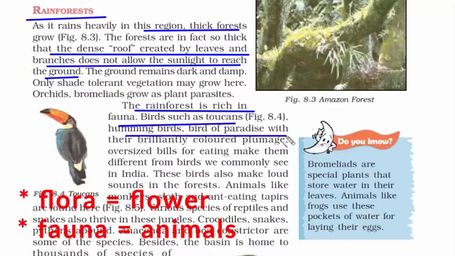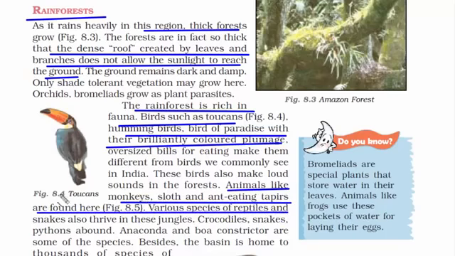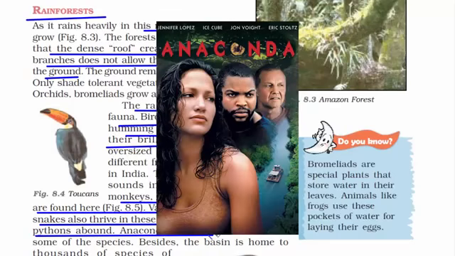Birds such as toucans, hummingbirds and bird of paradise are very common. Animals like monkeys, sloths and deadly ants exist here. Various species of reptiles and snakes also live in these jungles. Crocodiles, snakes, pythons, anaconda and boa, you name it, everything is found here. Oh, by the way, the movie Anaconda was shot in the Amazon. If you have watched it, you would have a glimpse of what the Amazon jungle looks like.